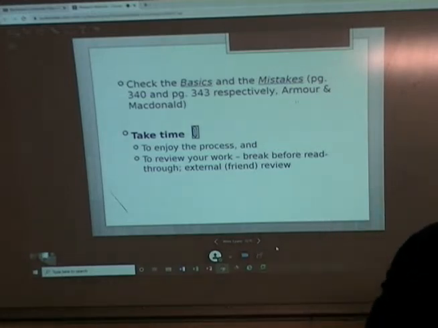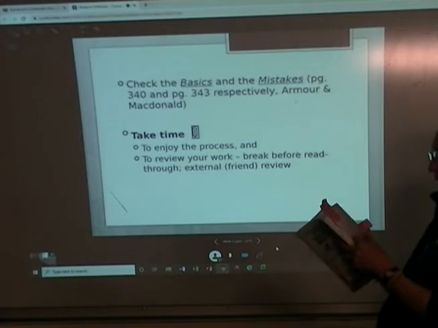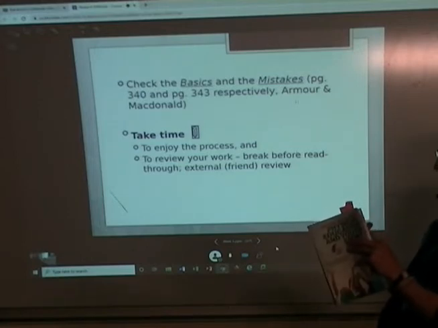Check basics. 340. Let's see if I can find it now. That's what all these stickers are for, I believe.